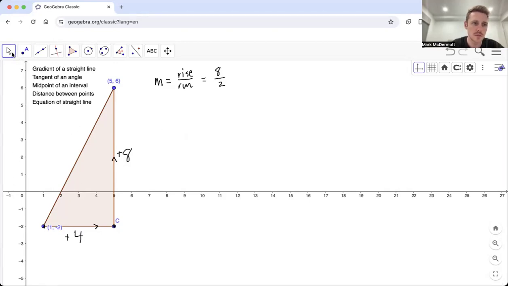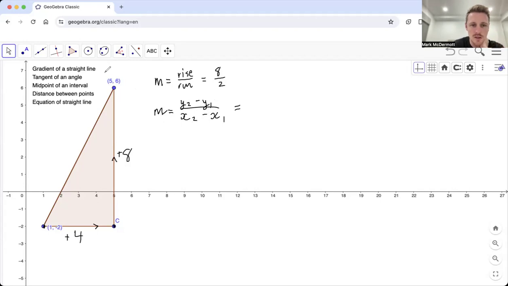If we think about it more generally, we can say that the gradient is going to be equal to y2 minus y1 over x2 minus x1. Okay, so this is generally the equation for the gradient between any 2 points, and let's see that work in action. Think about it like this: the y2 minus y1 is just your rise, how far up or down have you gone? And x2 minus x1 is just how far across you've gone.